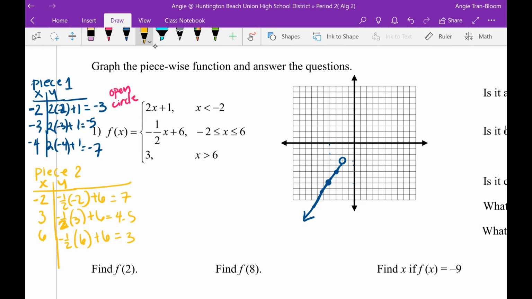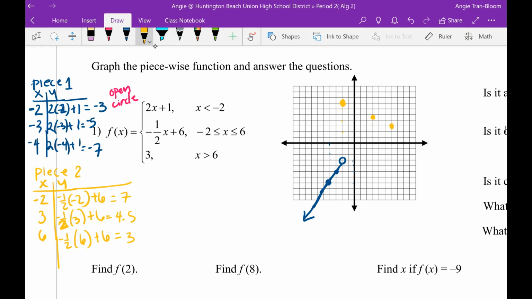So I will start at -2, go up 7. So -2, 2, 4, 6, 7. And remember, we said none of these should be an open dot because they're all inclusive. At 3, 1, 2, 3, go up 4.5. Then at 6, 2, 4, 6, go up 3.